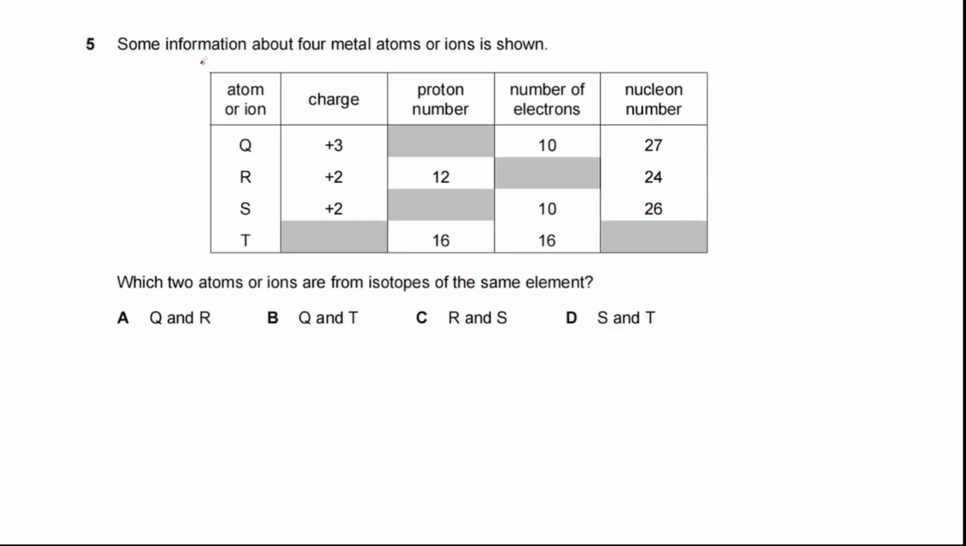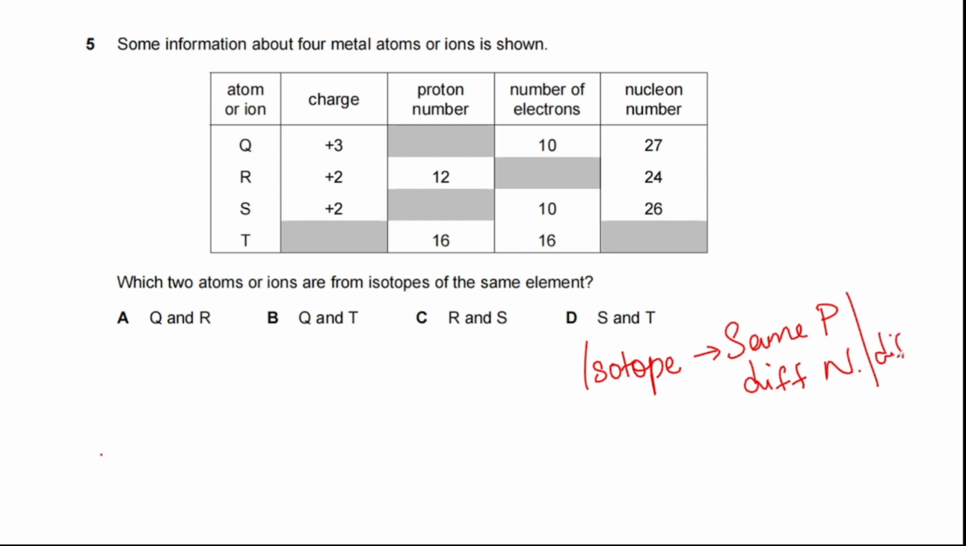Question number 5. Some information about 4 metal atoms or ions is shown. Which 2 atoms or ions are isotopes of the same element? To do this question, you should know what an isotope is. For atoms or ions to be isotopes, they should have the same number of protons and a different number of neutrons. Or you could say the same proton number and a different nucleon number. The nucleon number is like an identification mark. So here look at the nucleon numbers, all are different, but you don't know about these blank spaces.